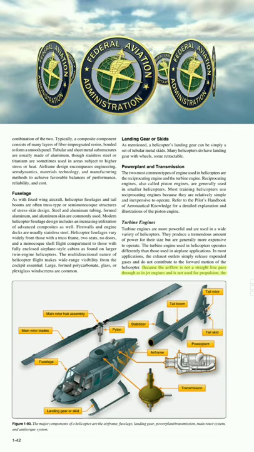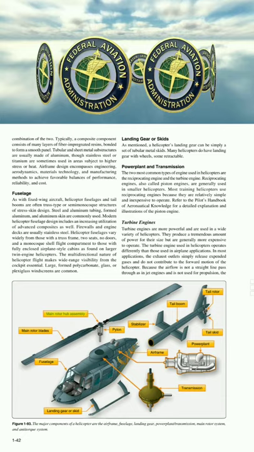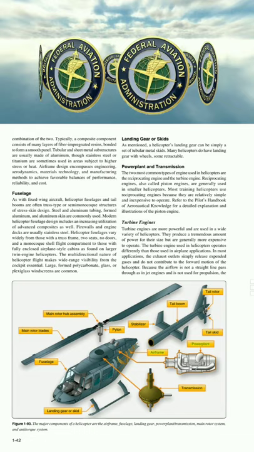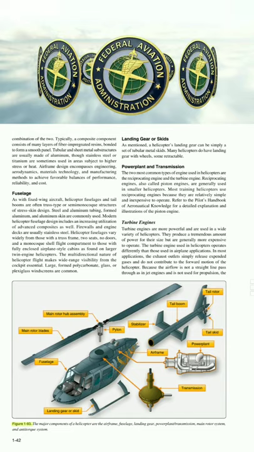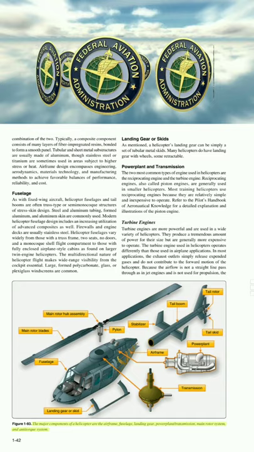tail rotor, tail boom, main rotor head assembly, main rotor blades, stabilizer, pylon, tail skid, power plant, airframe, fuselage, transmission, landing gear skid. Figure 193. The major components of a helicopter are the airframe, fuselage, landing gear, power plant/transmission, main rotor system, and anti-torque system.